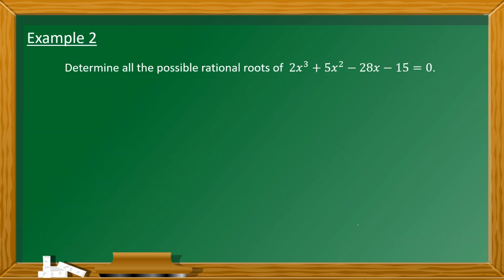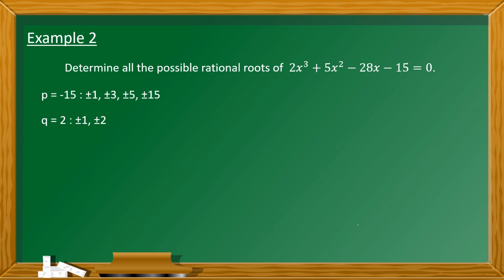Example number 2. Determine all the possible rational roots of 2x cubed plus 5x squared minus 28x minus 15 equals 0. Kunin muna natin ang factors ng p, which is negative 15. The factors are positive and negative 1, positive and negative 3, positive and negative 5, positive and negative 15. Para naman sa ating q, which is 2, the factors are positive and negative 1, positive and negative 2.